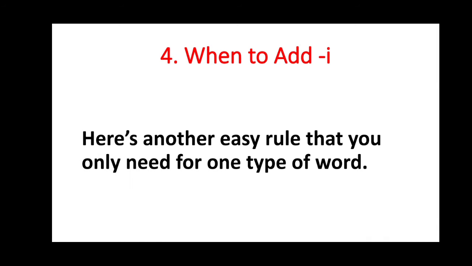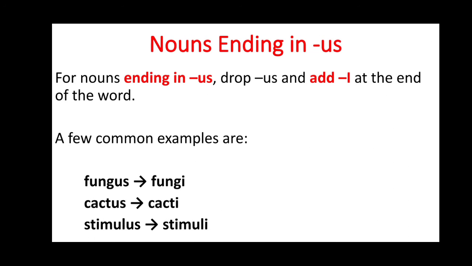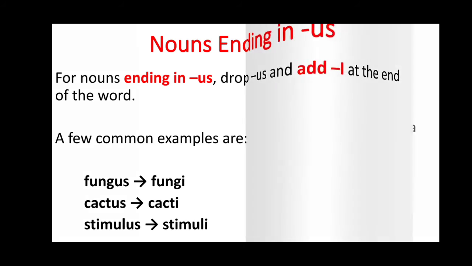4. When to add i. Here's another easy rule that you only need for one type of word. Nouns ending in us. For nouns ending in us, drop us and add i at the end of the word. A few common examples are fungus, fungi, cactus, cacti, stimulus, stimuli.